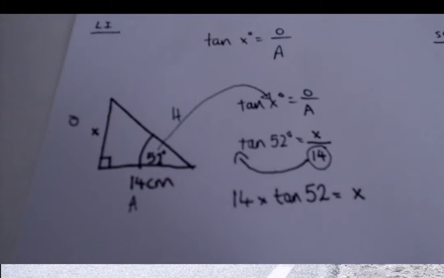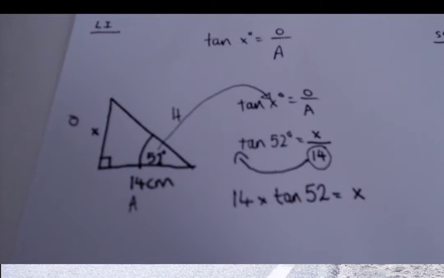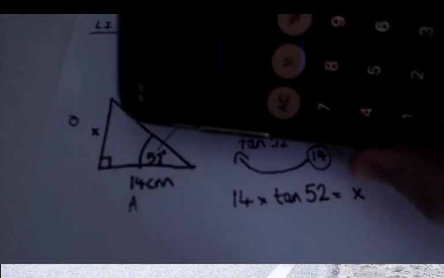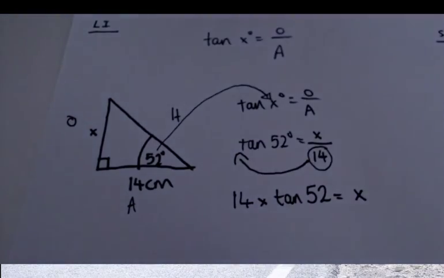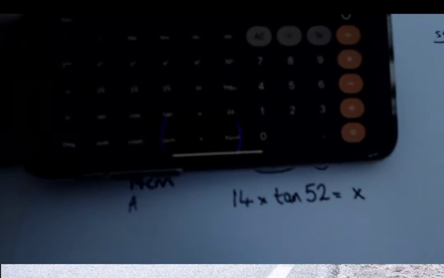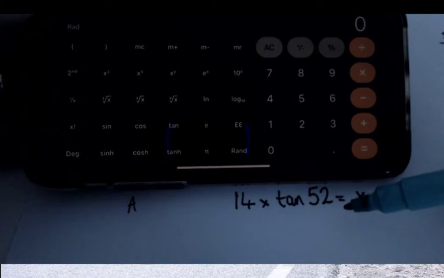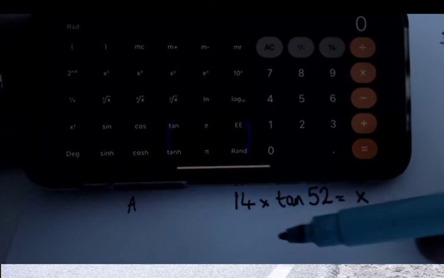Right, so now my phone calculator. If you're using a scientific calculator, you can type this in as it is: 14 tan 52. You don't even have to hit the multiply. If you are using your phone calculator, it's a little bit different. So, in my phone calculator, I'm going to have to do this backwards. I'm going to have to do 52 tan times 14.